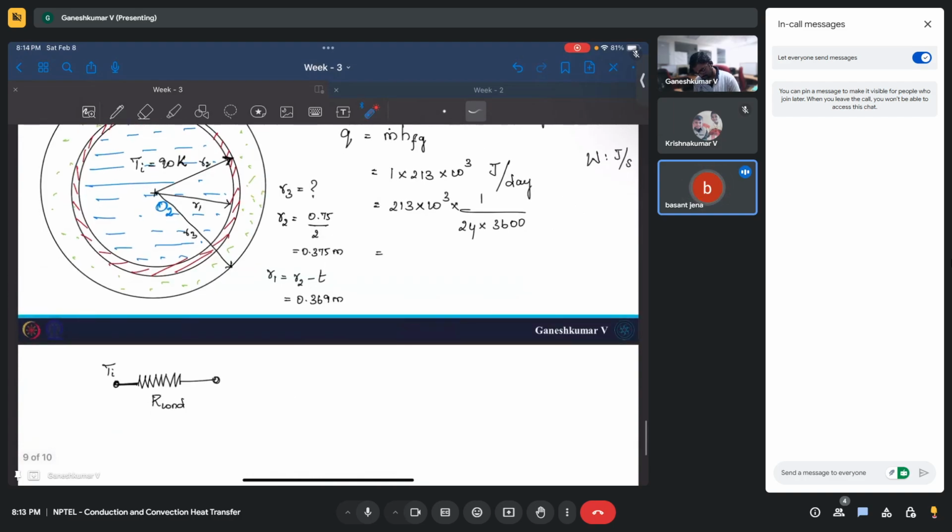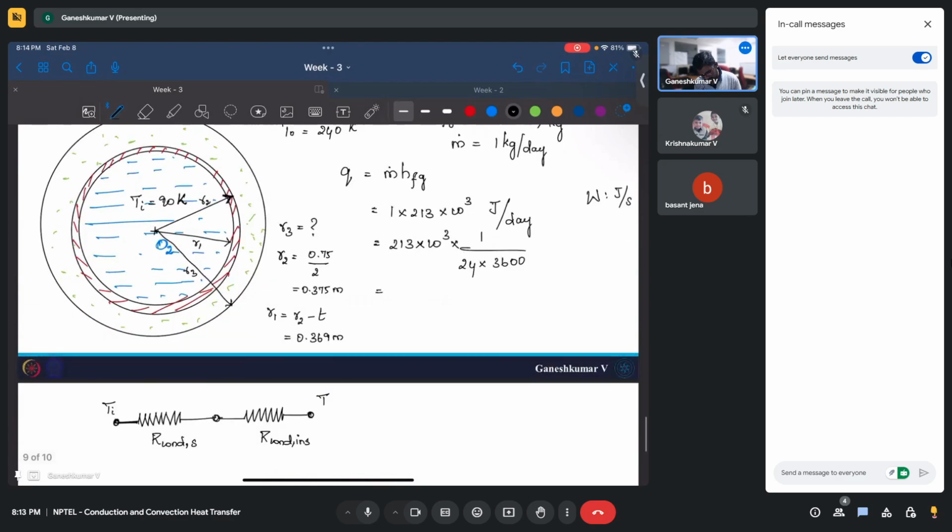So there is this conduction, and then you have another conduction through the insulated surface, which we wanted to find out. This is our conduction through steel. This is our conduction through insulation. And then you have the outer temperature to be T naught.